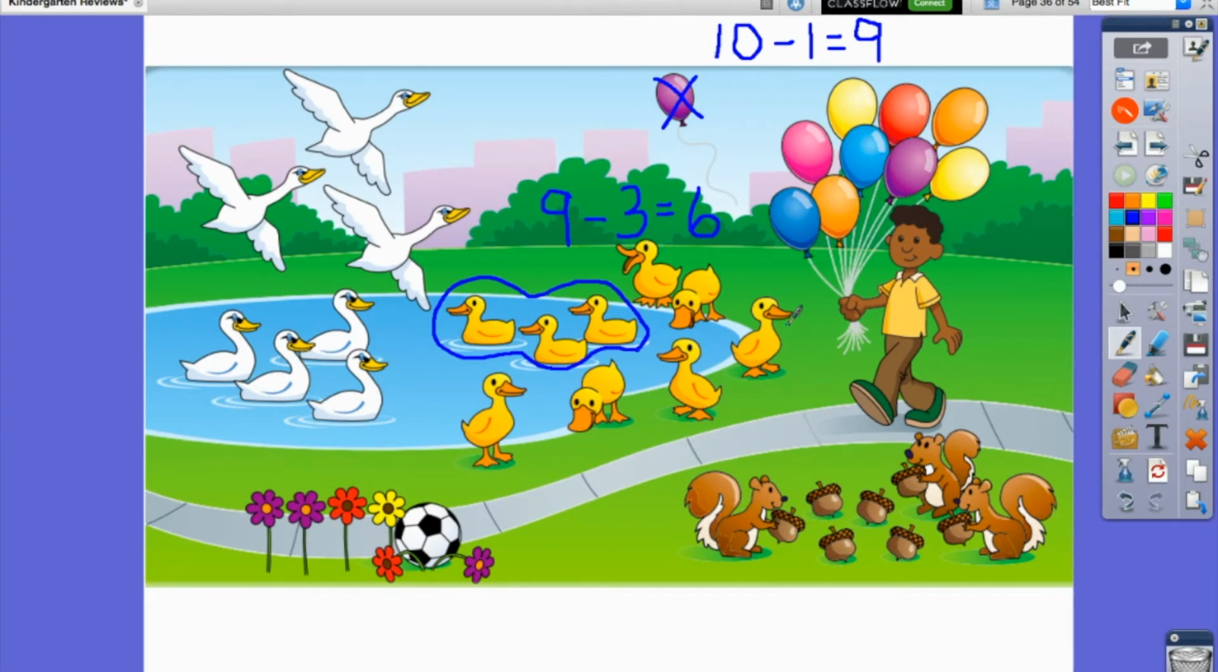Let's look at one more. Let's look at the flowers and our soccer balls down here. How many flowers were there? Well, there's 1, 2, 3, 4, 5, and 6. I see 6 flowers in the park. But what happened to some of our flowers? Looks like somebody kicked a soccer ball and knocked those flowers over. How many flowers are being knocked over?